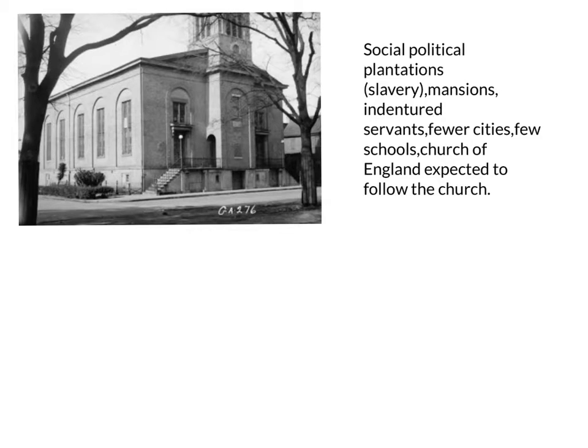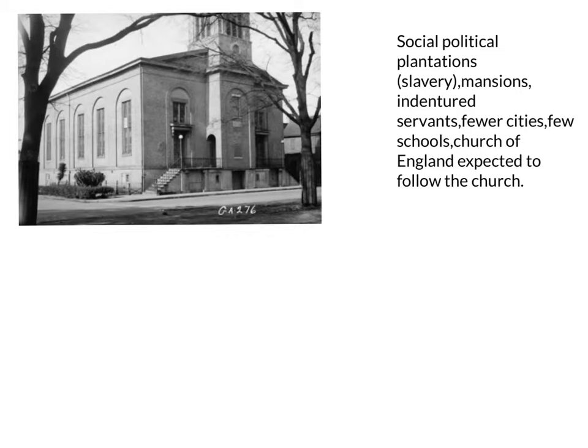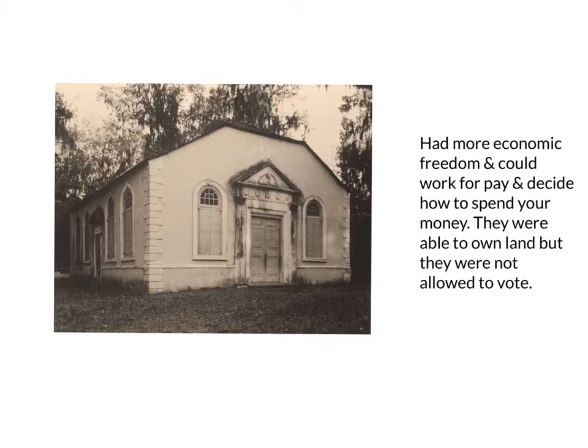Social-political: plantations, slavery, mansions, indentured servants, fewer cities, few schools. Church of England: people were expected to follow the church. They had more economic freedom and could work for pay and decide how to spend their money. They were able to own land, but they were not allowed to vote.